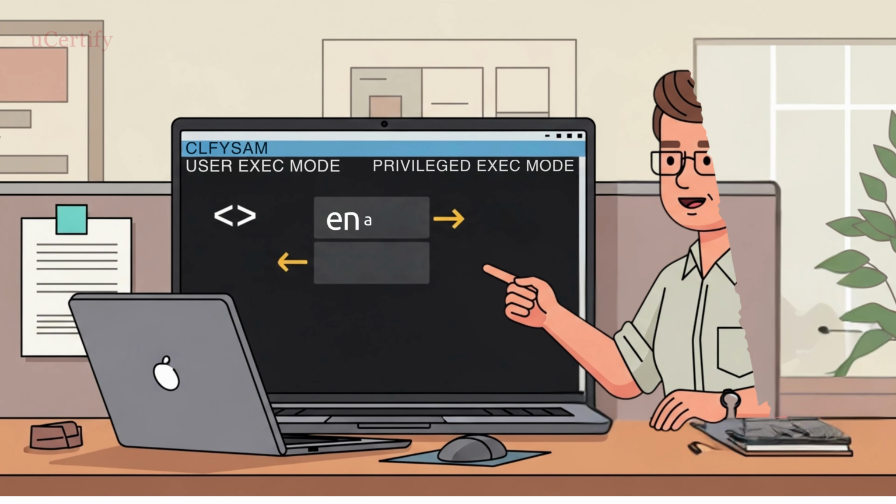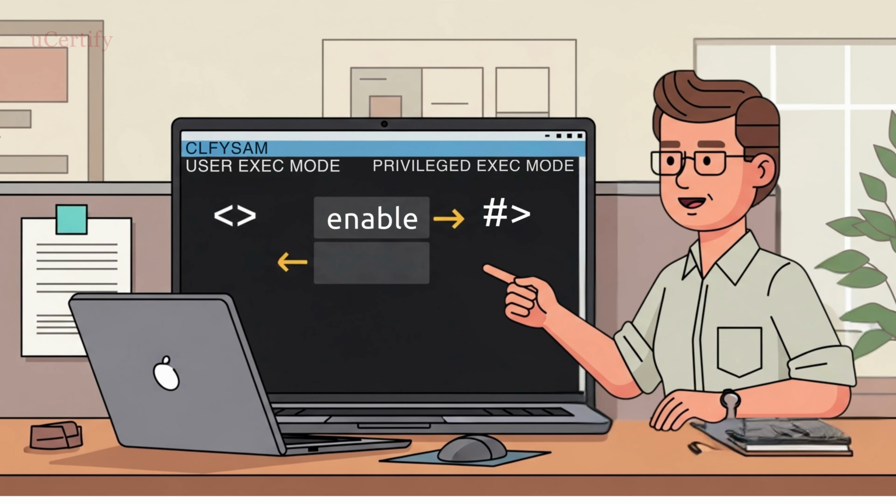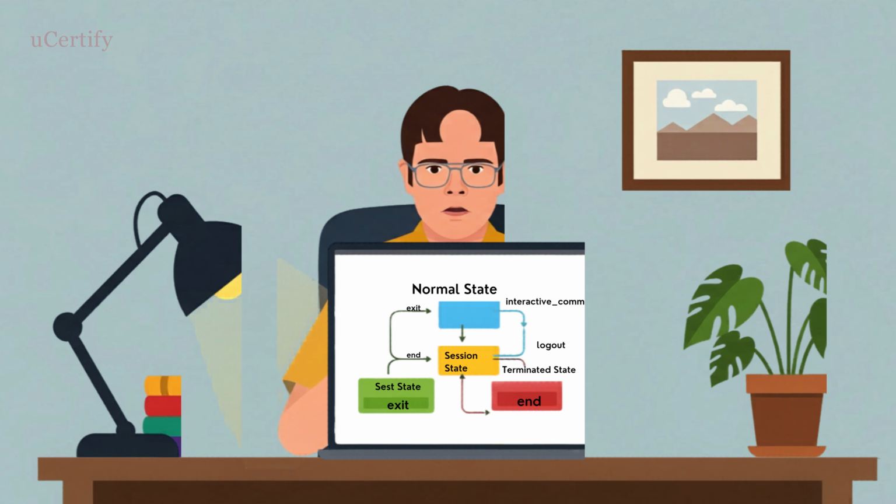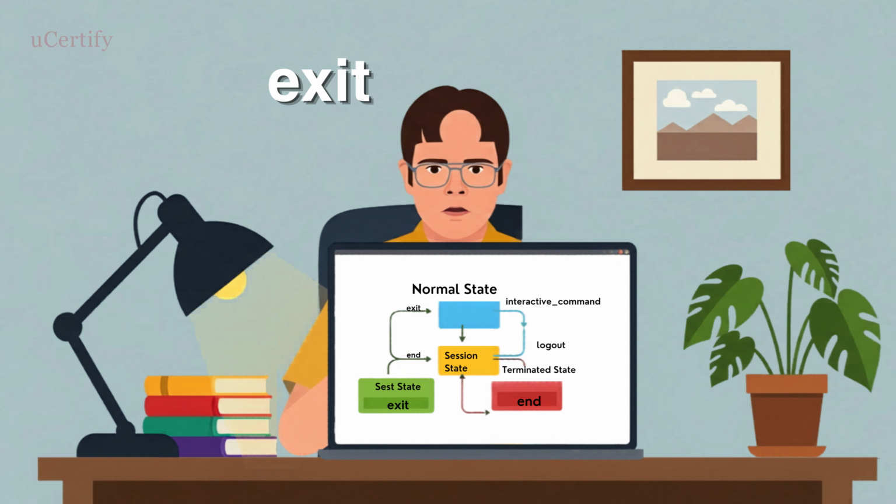Use Enable to enter privileged mode for advanced commands and Disable to return to user mode, maintaining secure network access control. Use Exit to move one level up, End to return to privileged exec mode, and Logout to end the session, ensuring secure access and preventing unintended changes.